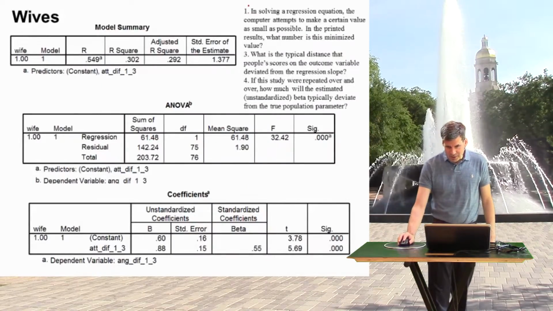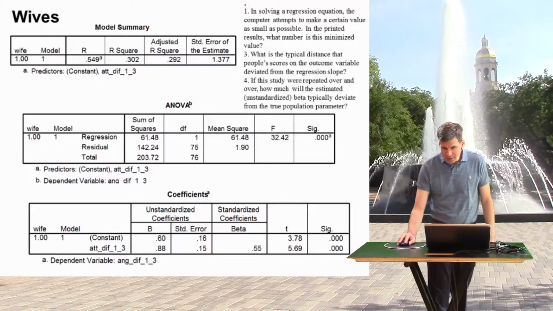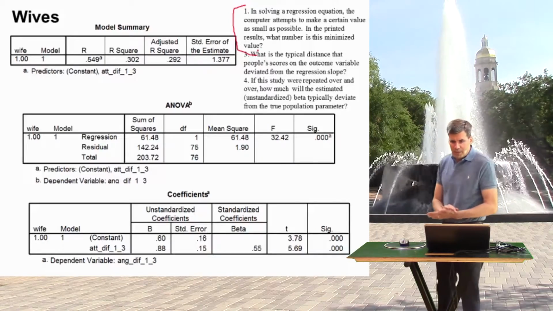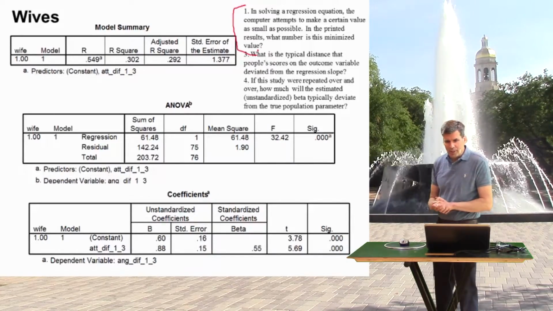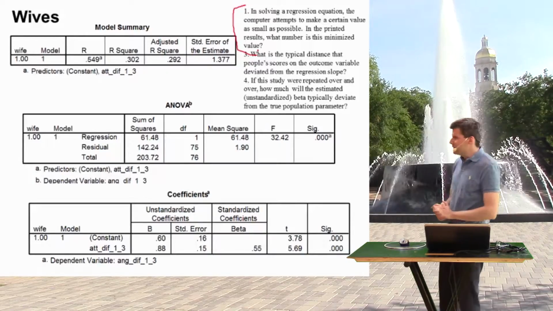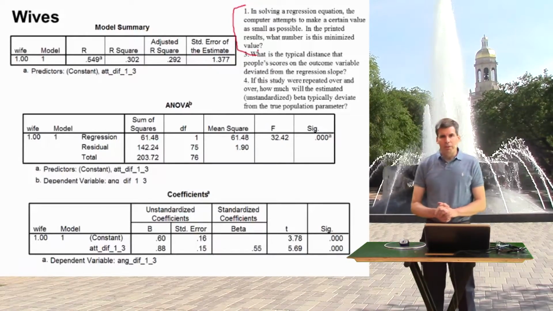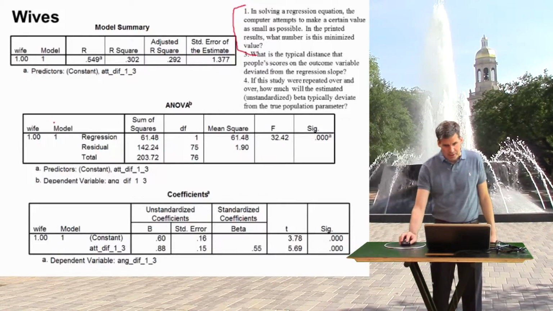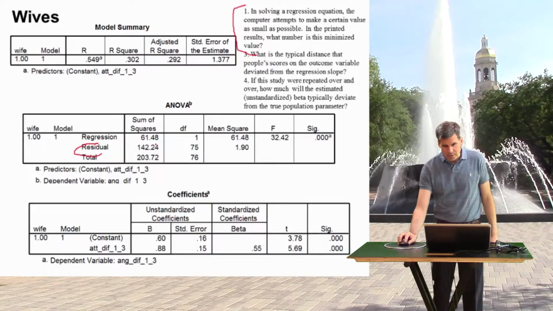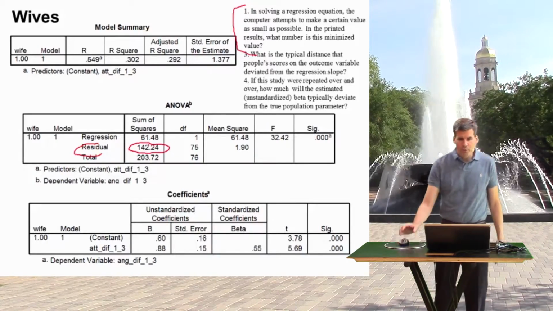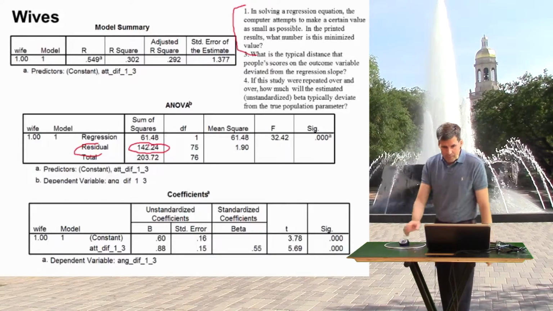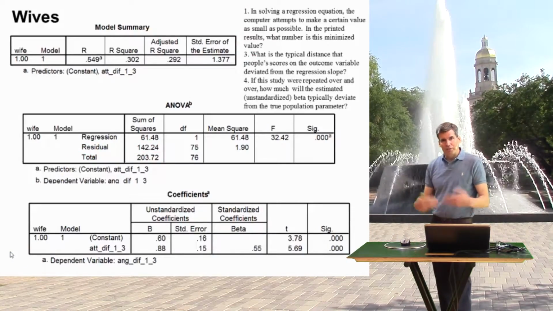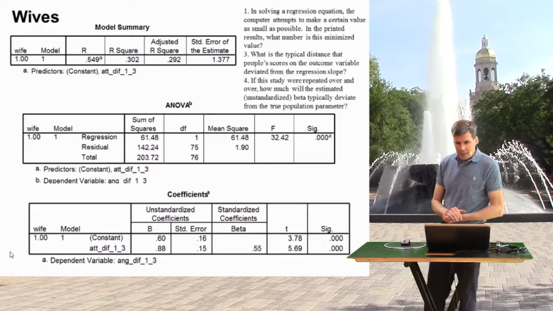Let's see some other things, and you can see my numbers are jumping around here. But this is what I call number 1. In solving a regression equation, the computer attempts to make a certain value as small as possible. In the printed results, what number is this minimized value? Recall that when we do regression, we're going to minimize the error sums of squares, and SPSS calls that the residual. So right here, this residual sums of squares, 142.24, is that minimized value. That's the thing SPSS makes as small as possible, or you can make as small as possible if you simply calculate the intercept and slope and get our regression equation.